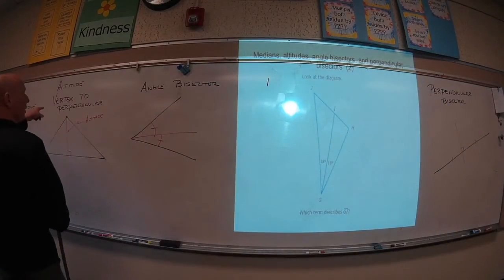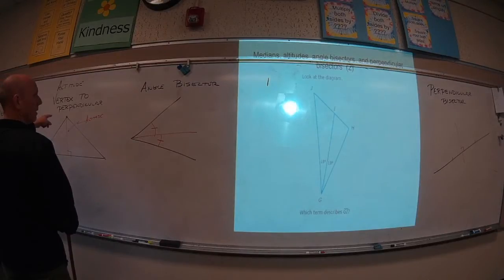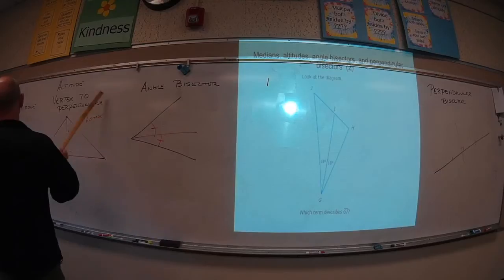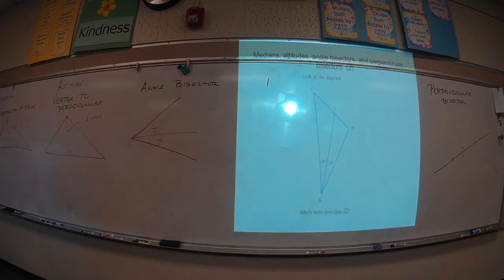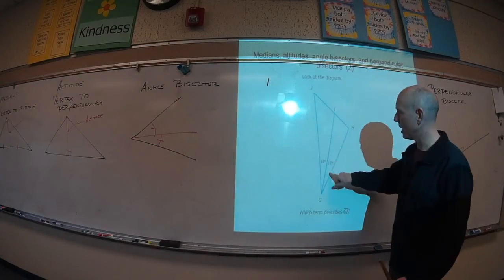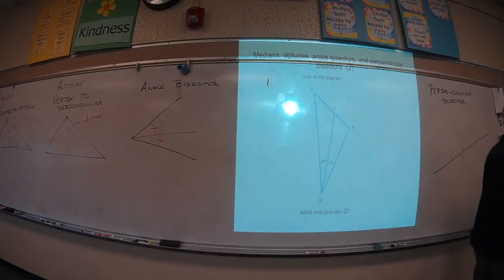So you're saying it's an altitude? Yeah, I would say 80. It's not an altitude. You have to give me more than that, because this is an angle bisector and I'm not sure which one you're telling me. Good. It is an angle bisector. Notice it's cutting this angle directly in half.